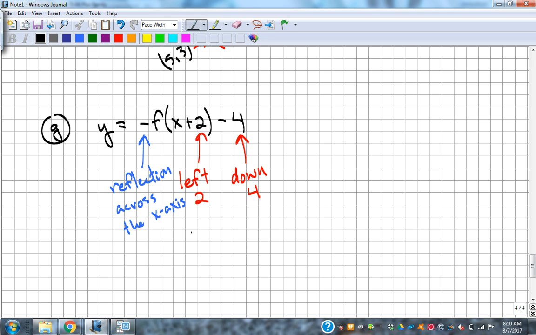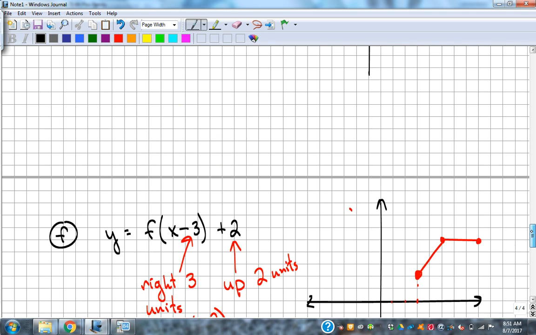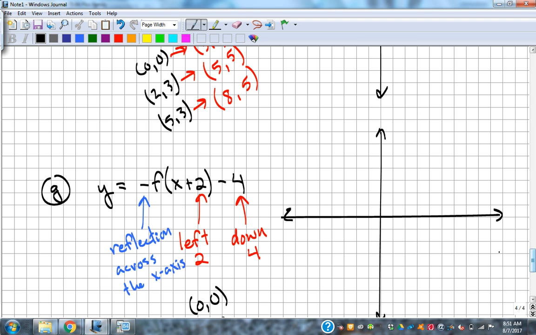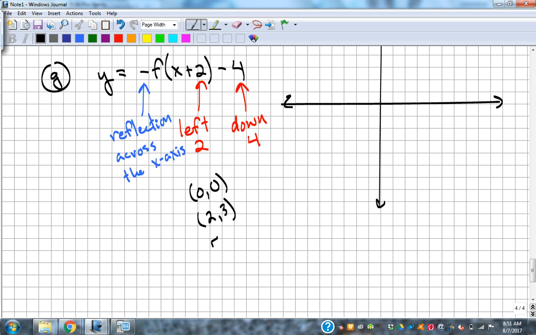Okay, so we're going to take that original graph and try to draw what's happened here. And remember, we're going to use those 3 ordered pairs that we know about: 0, 0, 2, 3. Go back up here and 2, 3, and 5, 3. And we're going to talk about what they become based on these transformations that we've described here. And again, think order of operations kind of stuff. And we're going to take that and transform.